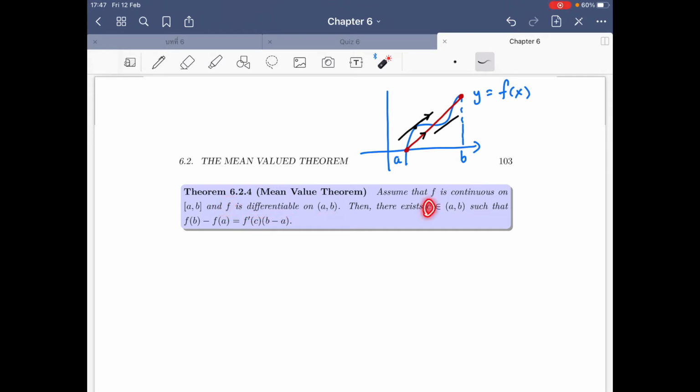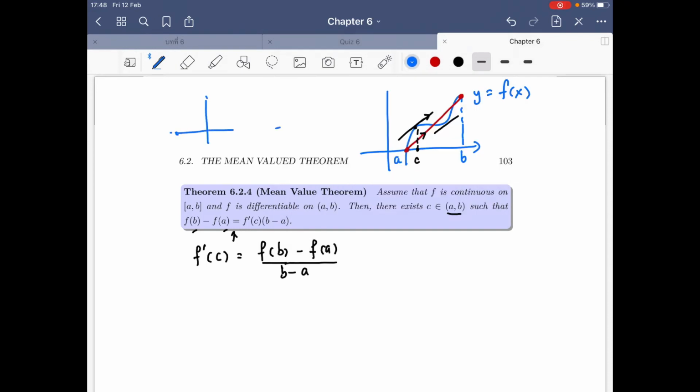Then we can find a c. For example, this one can be your c, in this open interval, so that f(b) minus f(a) equals f prime of c times (b minus a), or you can say that the slope of the tangent line equals the slope of the secant line connecting (a, f(a)) and (b, f(b)).